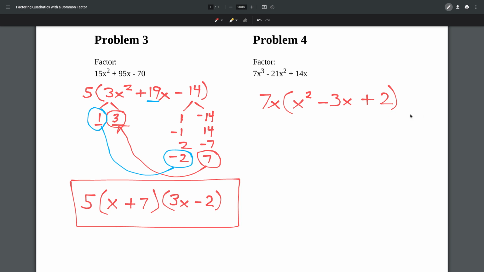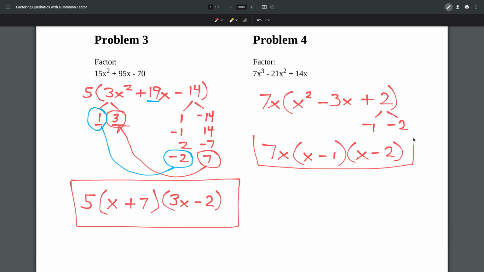Okay, so what are the factors of positive 2 that add to negative 3? Well, if I multiply negative 1 times negative 2, I'm going to get a negative 3x. So I'm going to do 7x times x minus 1 times x minus 2. And there we go, we factored that one. Okay, so for all of these, you want to pull out the greatest common factor and then see if the rest is factorable.